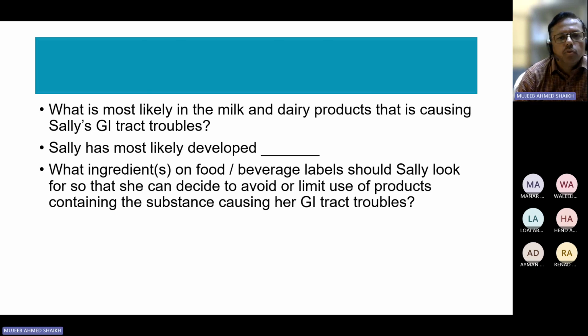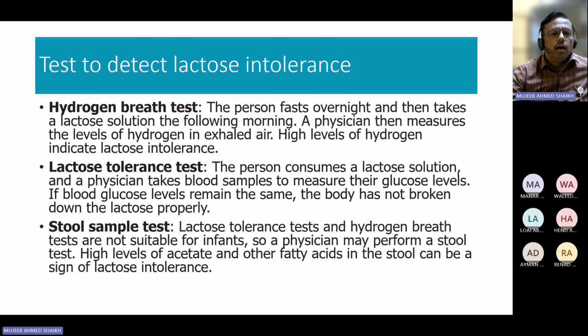What ingredients on the food and beverage labels should Sally look for if she is suffering from this type of symptom? What type of labels should she look for on food products? Anything lactose free. She has to follow a lactose free diet. How is this disease diagnosed? You have to take a hydrogen breath test and lactose tolerance test.